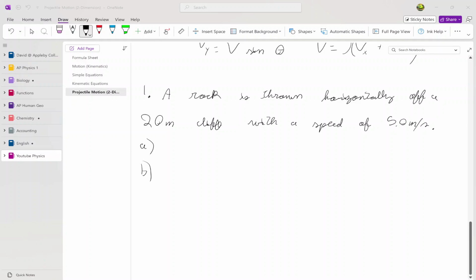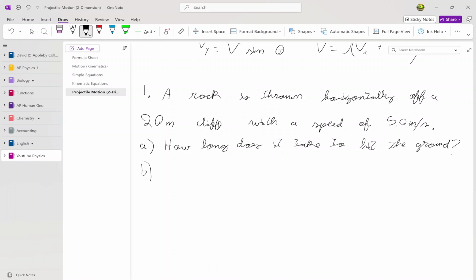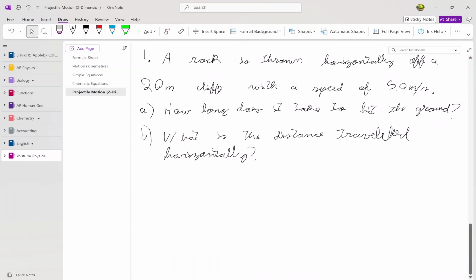How long does it take to hit the ground? And then how far does it travel horizontally? So what is the distance traveled horizontally? That's a better shaped question. So how long does it take to hit the ground?